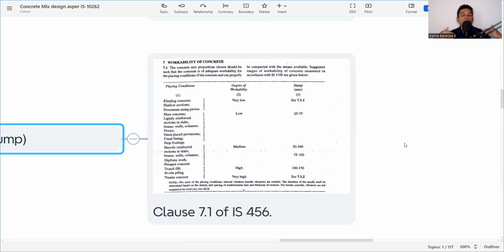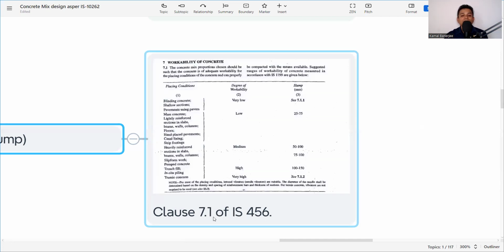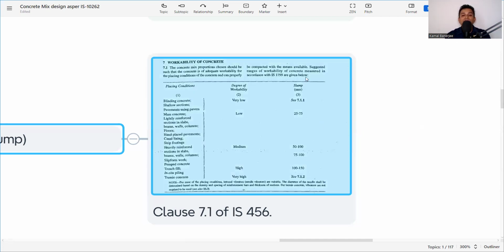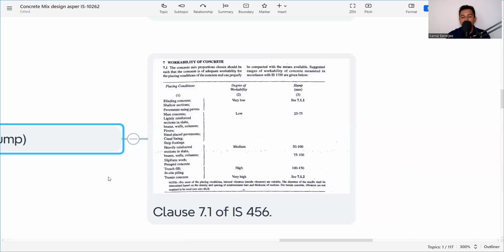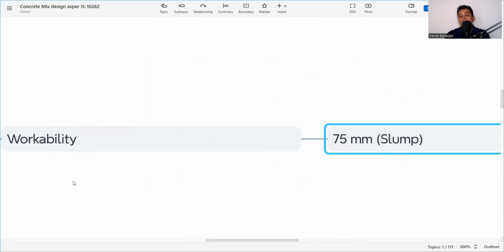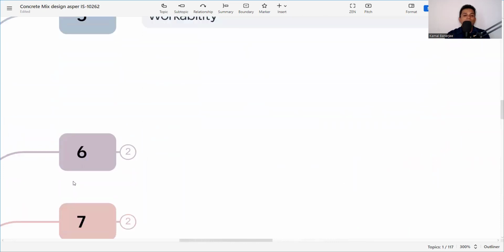If it is pumpable, the workability will be increased. That we'll discuss separately. So from clause 7.1 of IS 456, we need to choose what type of workability we require for our projects, whether it is pumpable or not pumpable, that you need to finalize from your project requirement. So our workability is 75.